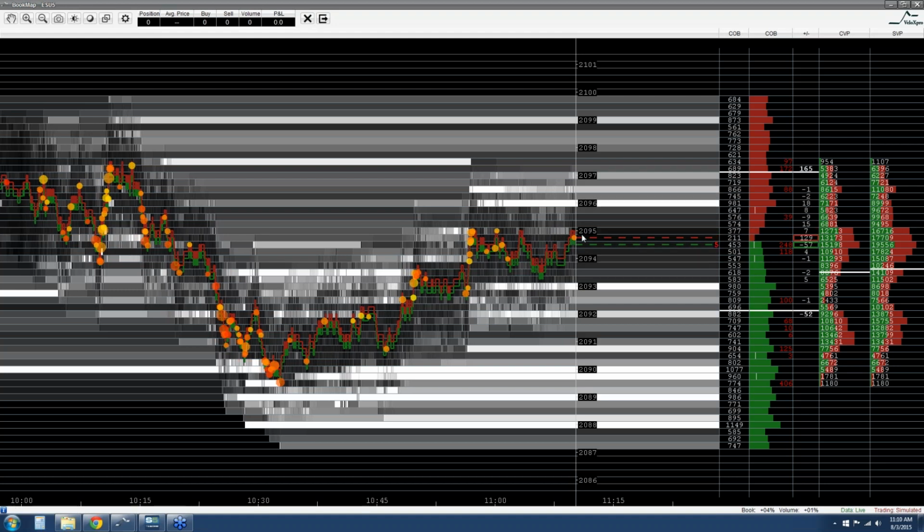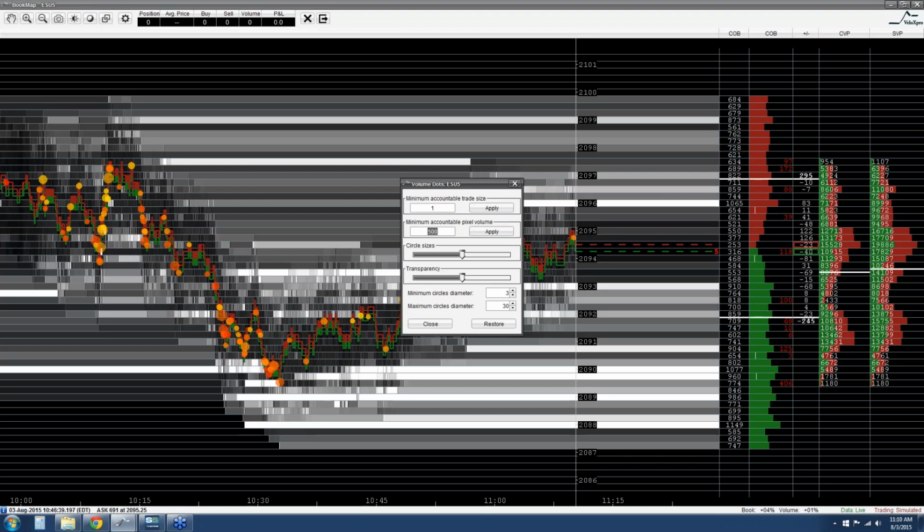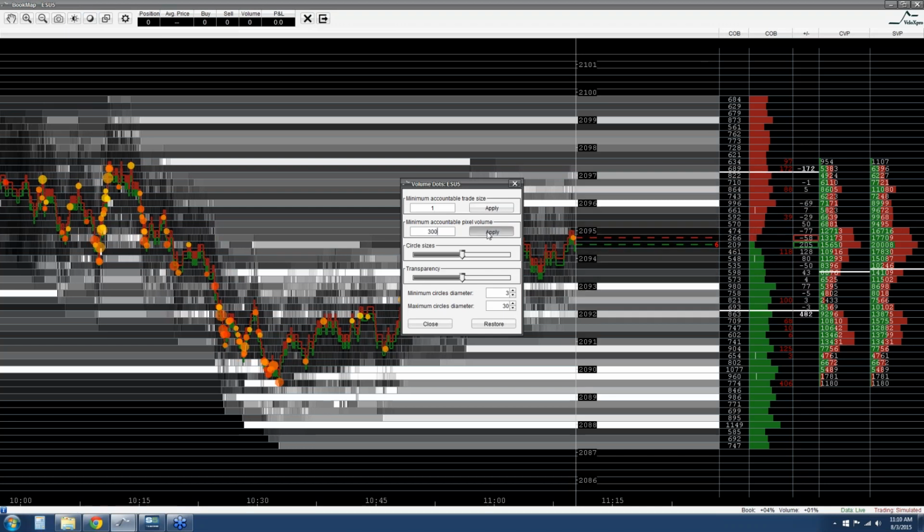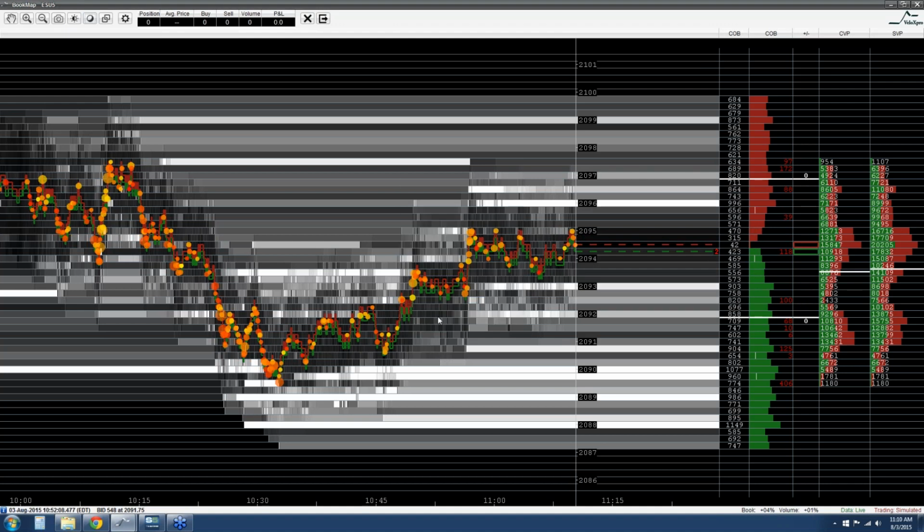So little volume is trading. I do have the volume dots pretty high here. I think I'll bring it down now, and we'll see a little more action here.